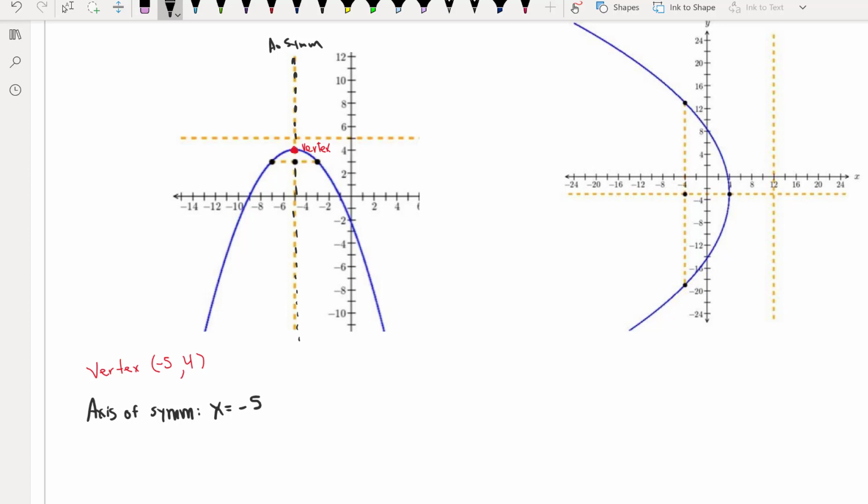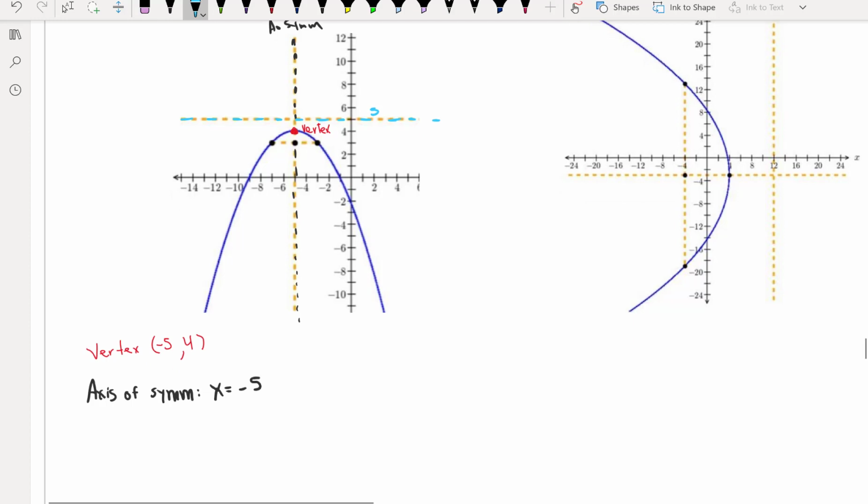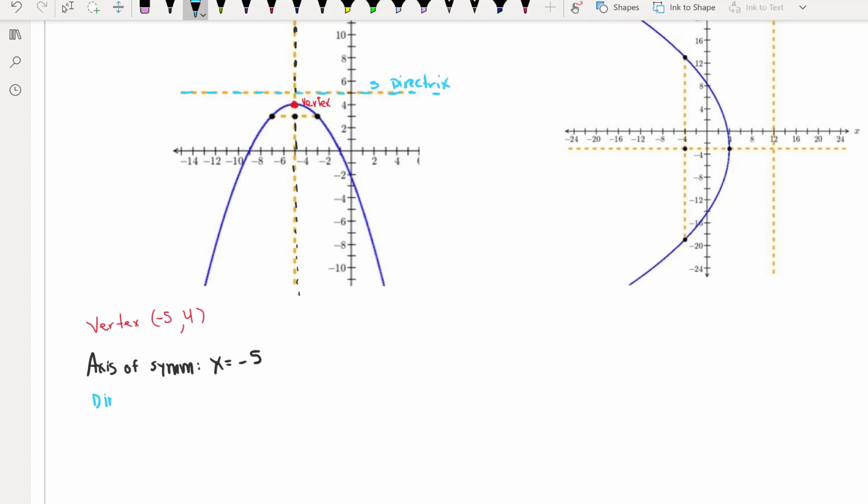Perfect. So then the directrix is going to be perpendicular to that axis of symmetry. So that's going to be this line over here. This line goes along the y-axis at a +5. So this is my directrix. I'm going to say that the directrix has the equation, and it's along the y-axis, so y is equal to positive 5.